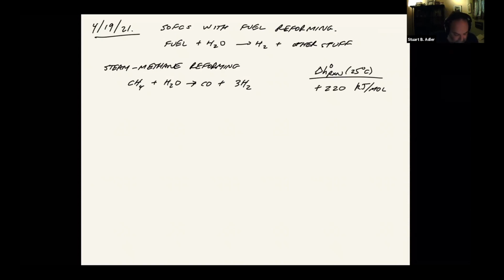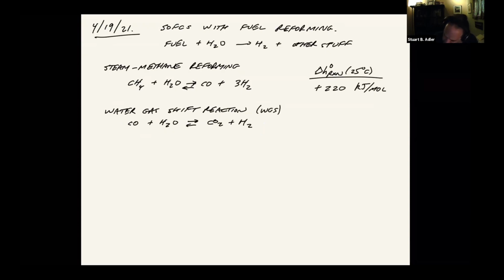But the other thing that can happen, we can get even more out of this. If we take the CO itself that we've just made using the steam methane reforming reaction, that will react even further, taking water and forming CO2 and H2. So we can make even more hydrogen this way. This is called the water gas shift reaction, sometimes abbreviated WGS. Steam methane reforming is often abbreviated SMR.